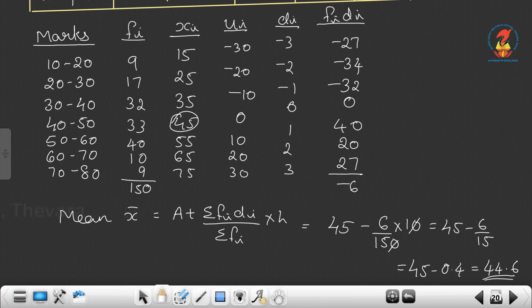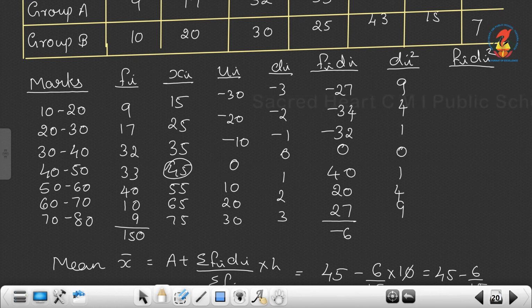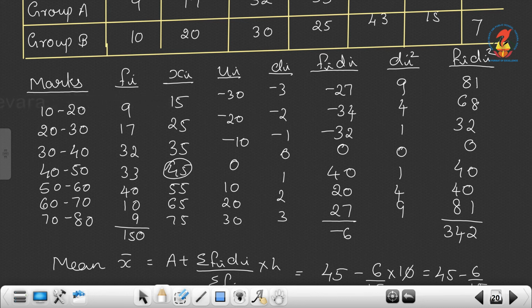Now for variance, the next column is di square and fi di square. So di square is 9, 4, 1, 0, 1, 4, 9. Fi di square: 9 nines are 81, then 68, 32, 0, 40, 40, 81. The sum is 342.